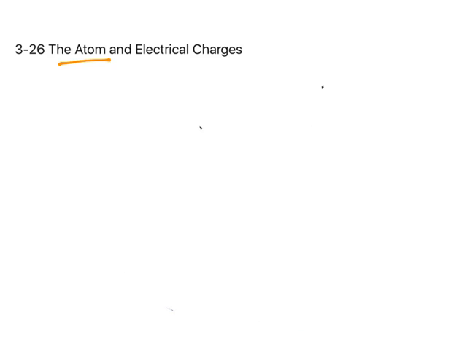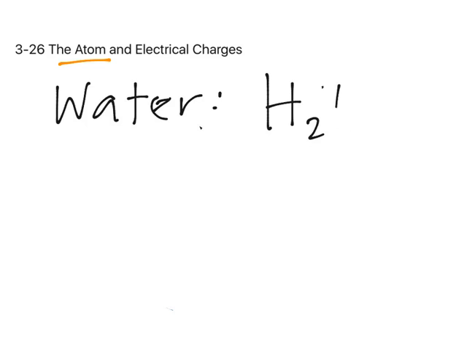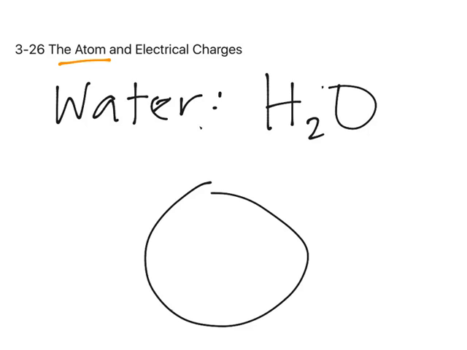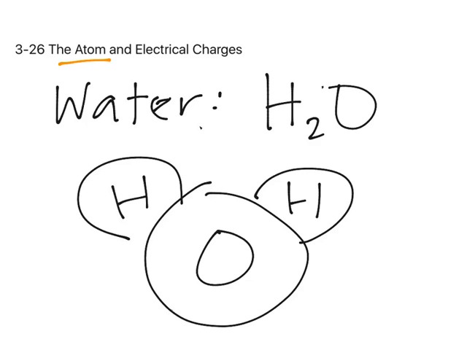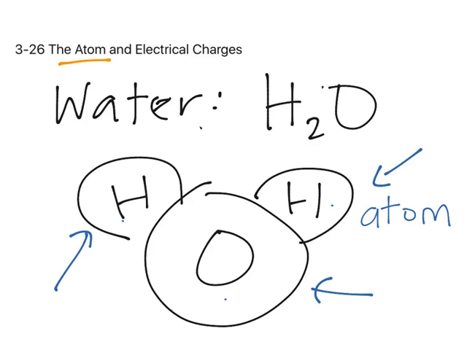For example, we know that water is made of H2O molecules with one oxygen and two hydrogen. Each one, there are three of them, each one is an atom. So there are three atoms, 1, 2, 3, in this one water molecule.